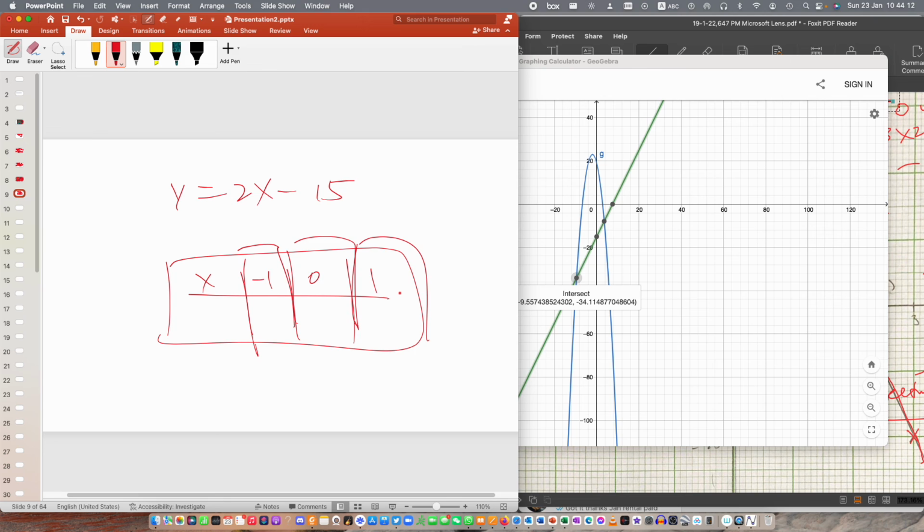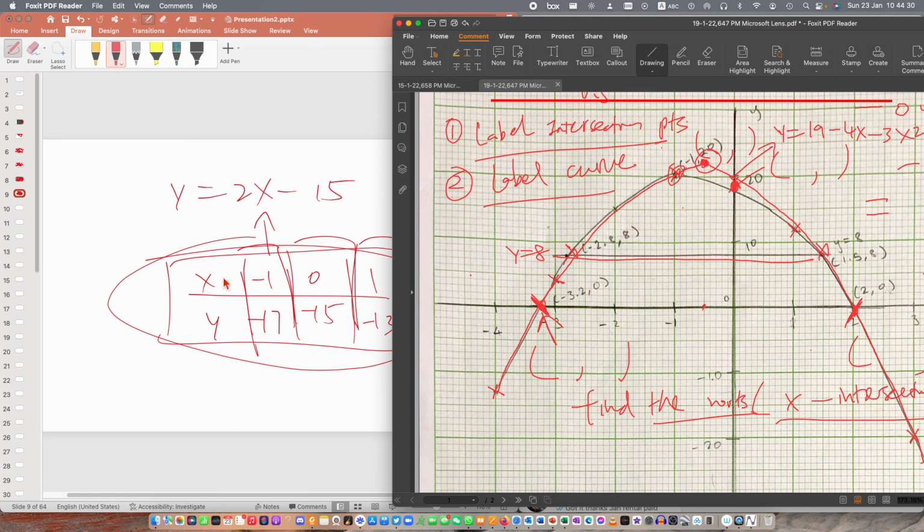So once you get your x as negative 1, put it in. What do you get for your y? Negative 17, right? Then 0, negative 15, and 1, negative 13. So get these 3 points, sketch it out. Are you clear? Then you plot negative 1, negative 17. Then 0, negative 15, plot it. Go up. Got it? Okay, good.